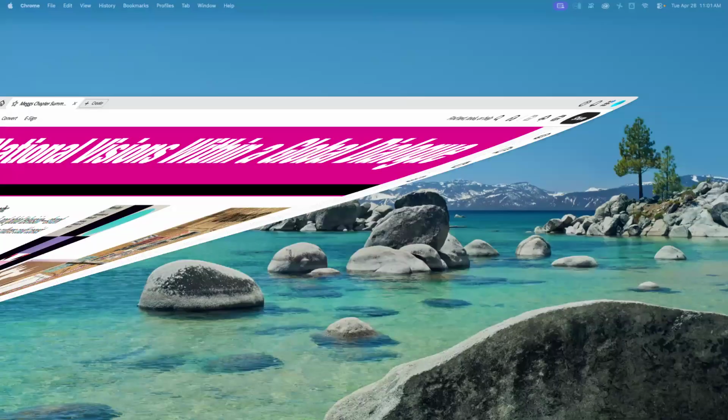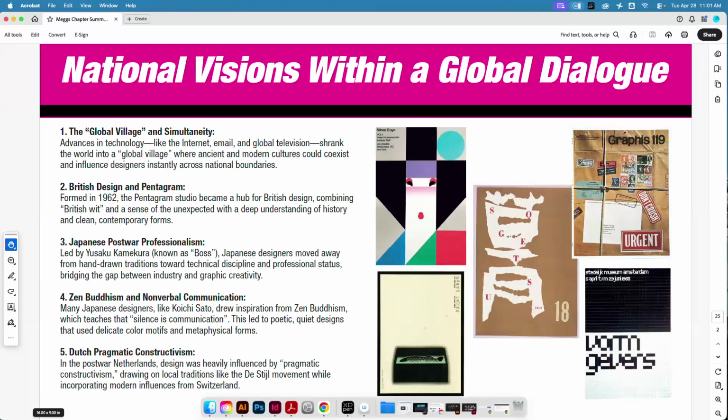And of course, these are just some items from the book. There are more items in the book. Feel free, you can navigate to what you like. These are just items from the book that I think are important or we should talk about and see what's happening. So first off, the global village in simultaneity.